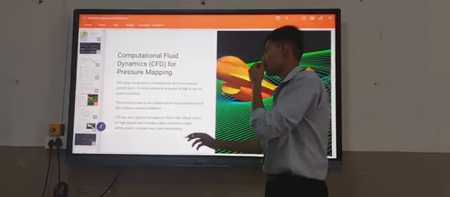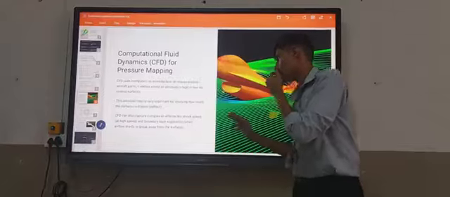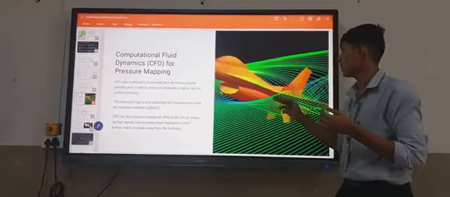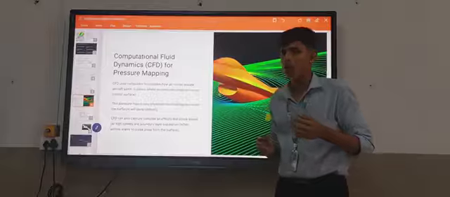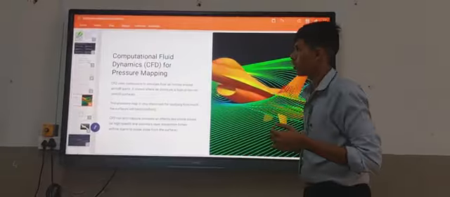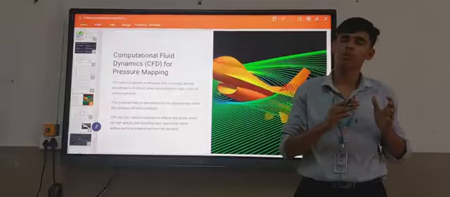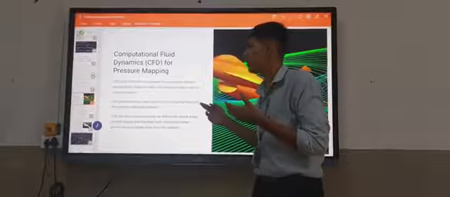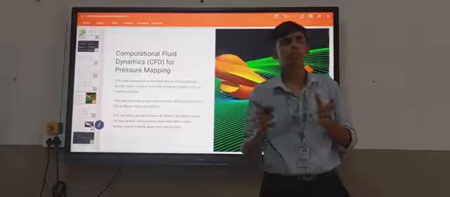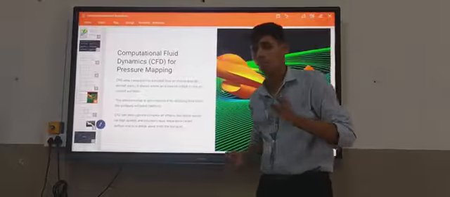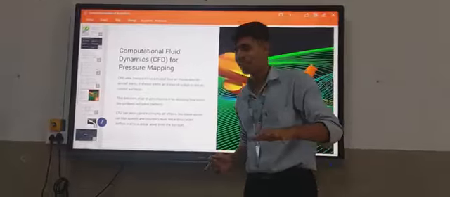And talking about it, pressure mapping is very important for studying how much the surface will be bent. It is important for the control surfaces. With the help of control surfaces, we can move the aeroplane smoothly, like up, down, left, right.